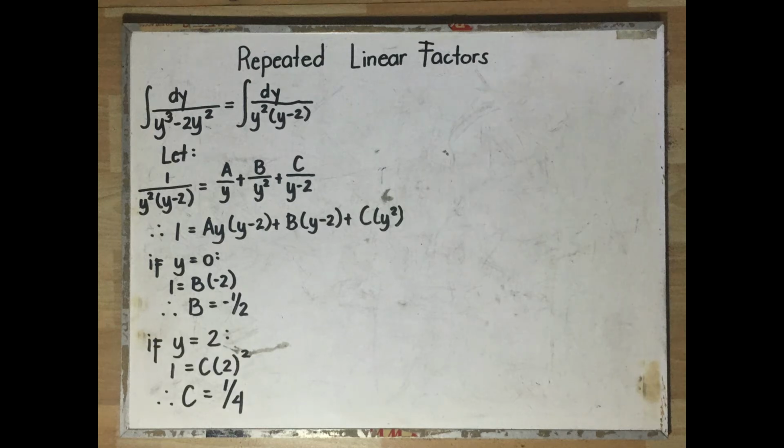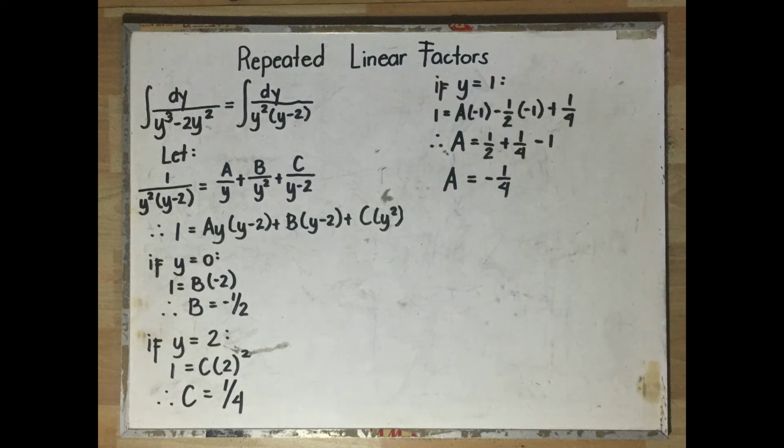If y equals 2, 1 equals c times the squared quantity of 2. Therefore, c equals 1/4. If y equals 1, 1 equals a times the quantity of negative 1 minus 1/2 times the quantity of negative 1 plus 1/4. Therefore, 1/2 plus 1/4 minus 1, a equals negative 1/4.